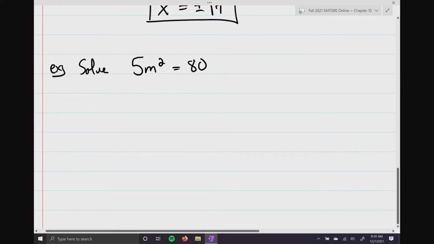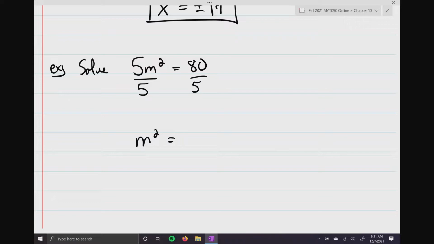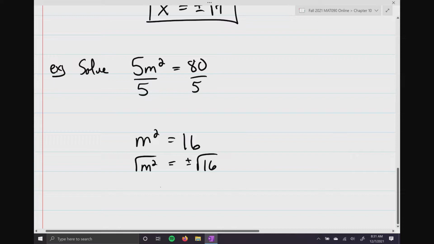Okay? So we're going to solve 5m squared equals 80. All right? Now remember, you got to isolate the quadratic term, which means I have to divide both sides by 5. Now, 5m squared over 5 reduces down to m squared, and 80 divided by 5 is 16. Then we apply our square root property to give me m equals plus or minus 4.